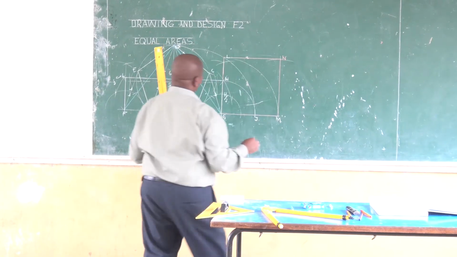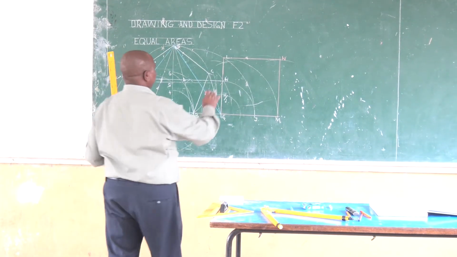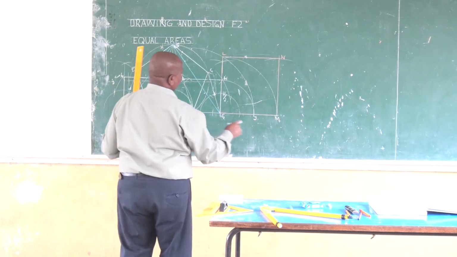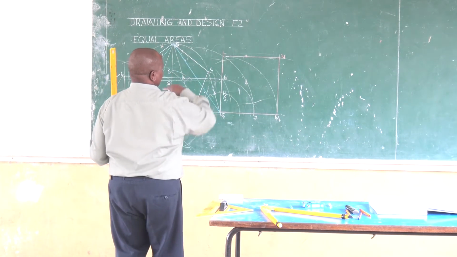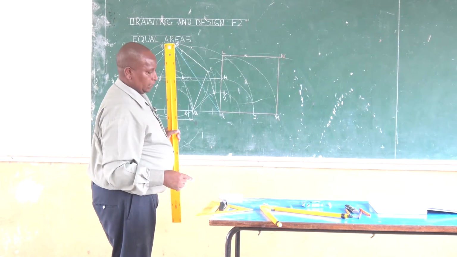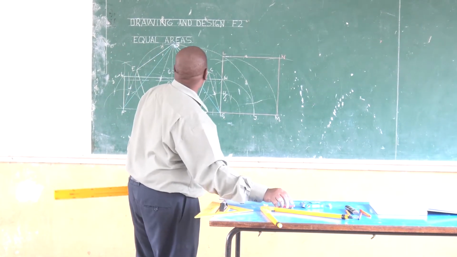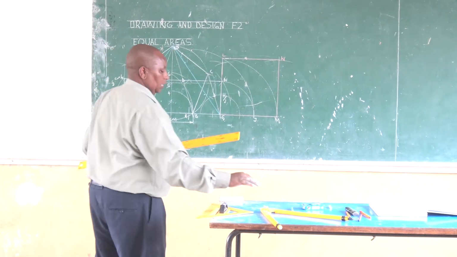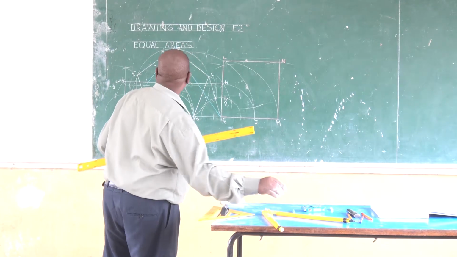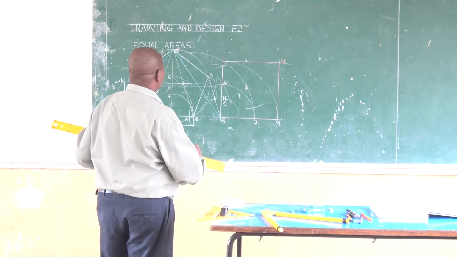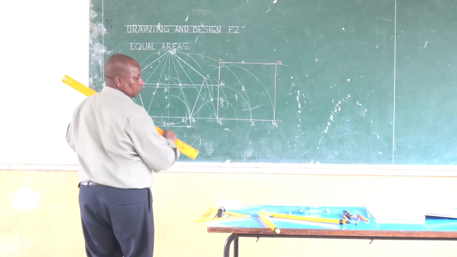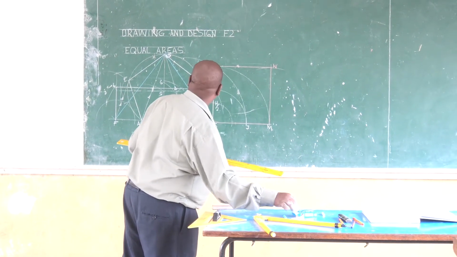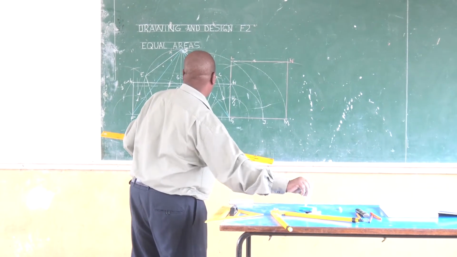So the required square is described by the vertices L, G, M and N. Those are the vertices. So the square is equal in area to the rectangle, which is equal in area to the triangle, which is equal in area to the pentagon. Once again, let's draw the rectangle in a different color so that it's clearer to the viewer.